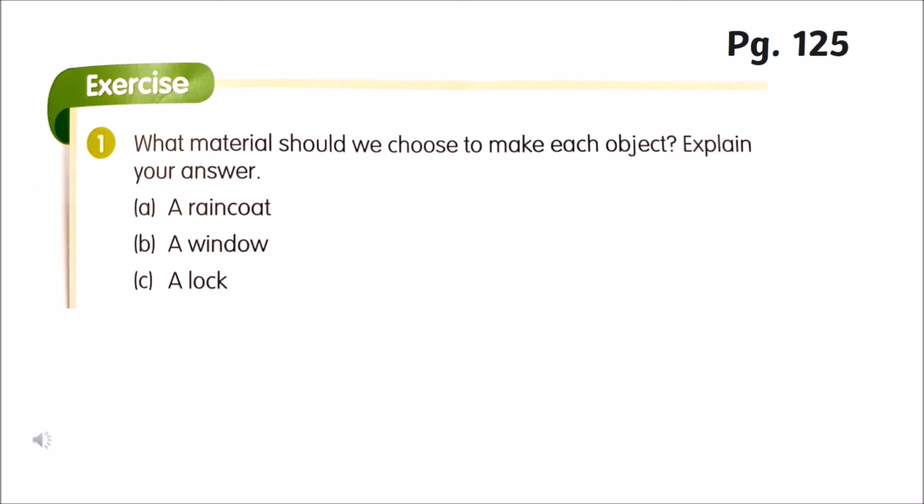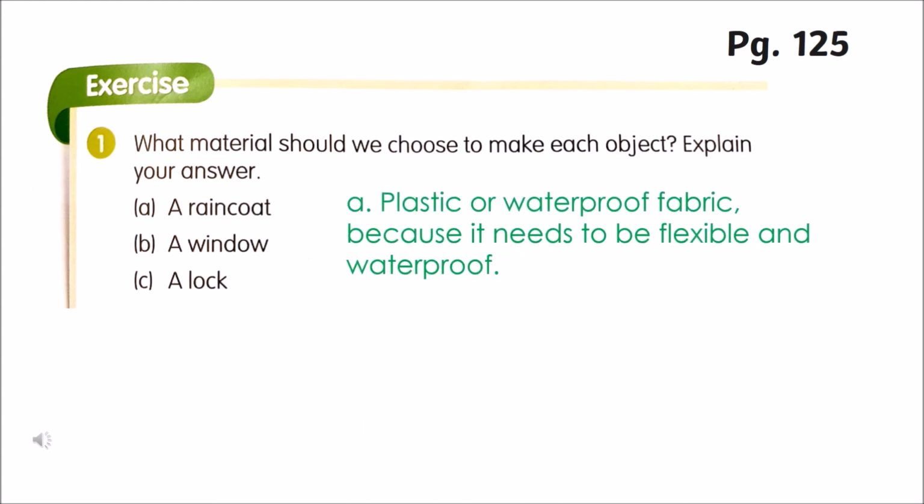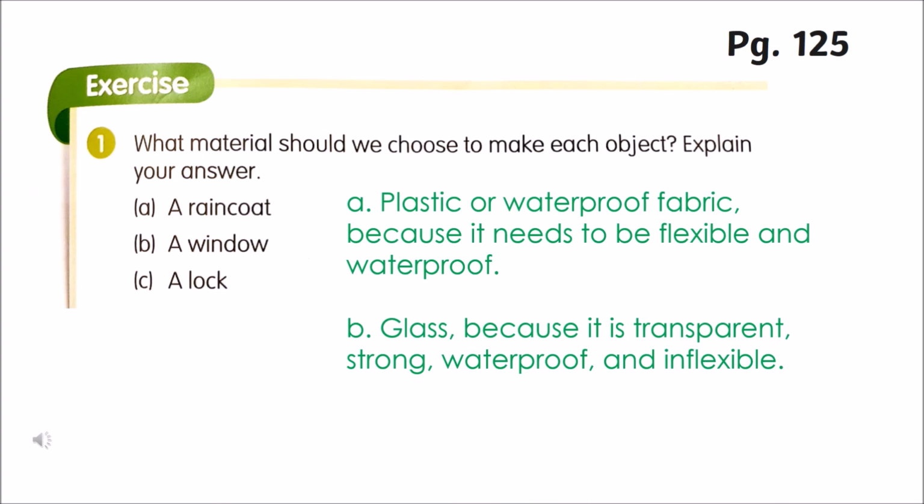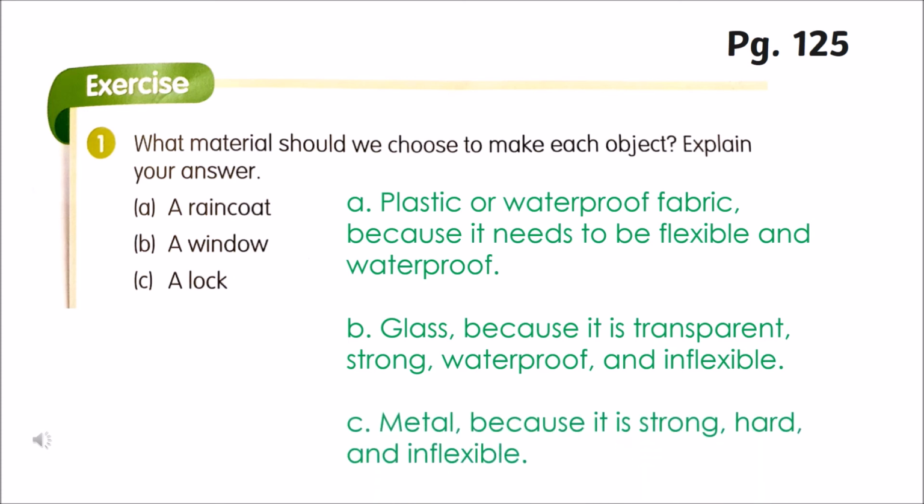Here are the answers. What material should we choose? For the raincoat, A, a plastic or waterproof fabric because it needs to be flexible and waterproof. For the window, B, should definitely be made out of glass because it's transparent, strong, waterproof and inflexible. And C, a door lock. This one should be made from metal because it's strong, hard and inflexible.